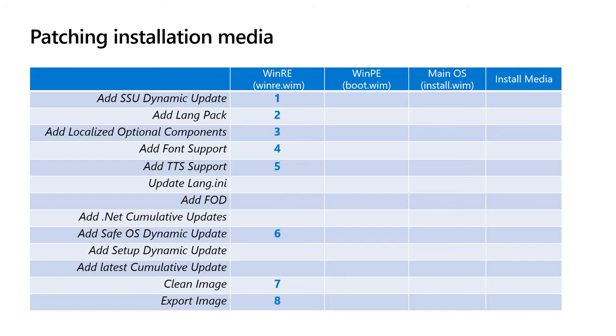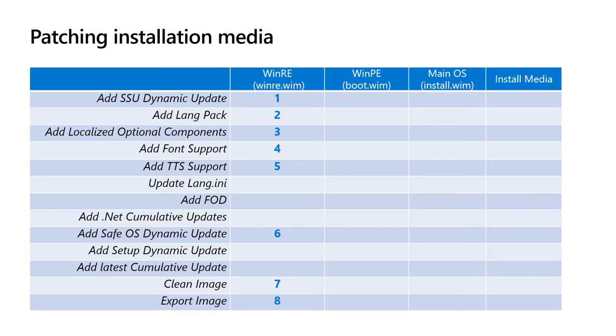And the pattern goes something like this, and you'll see this on the additional columns. The pattern basically starts out with the most foundational piece, the servicing stack update package. We want you to apply that first, followed by any languages that you're going to add, followed by any additional optional components that you might add. And then it kind of wraps up with applying either the LCU or the setup dynamic update package, and then doing some image cleanup.